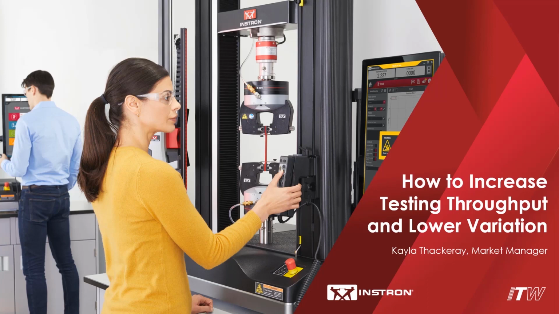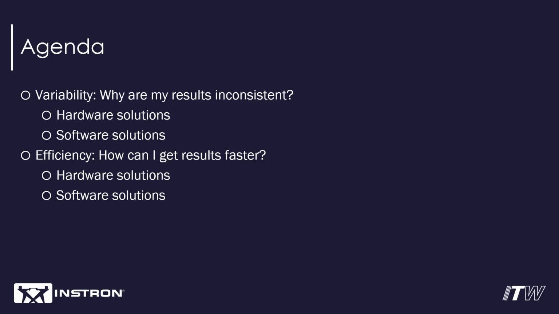Thanks, Nick. I'm excited to talk to you about this topic today, so thank you for joining in. Today we will start by talking about variability. It is important to receive consistent and reliable results from your testing system, so we will talk about the factors that can influence your results and how you can mitigate them. Then we will talk about ways to increase your laboratory's throughput and get your results faster. To some, it may seem like these two topics might oppose one another, but many of Instron's hardware and software solutions actually help move the needle for both.